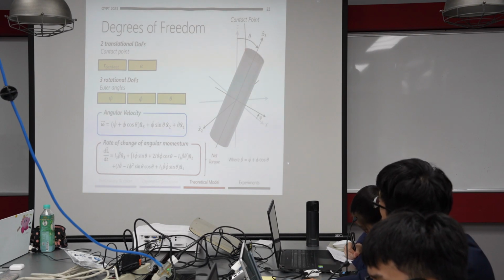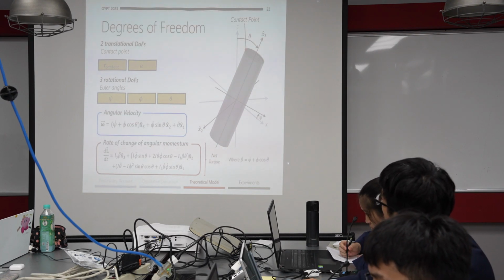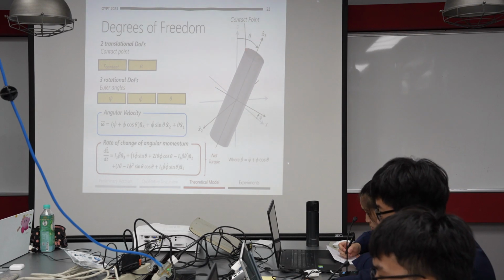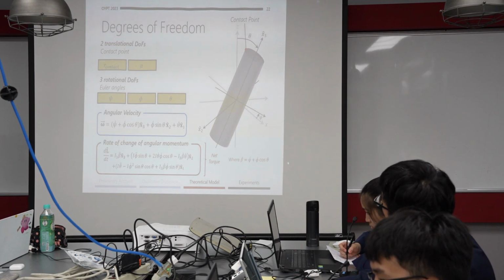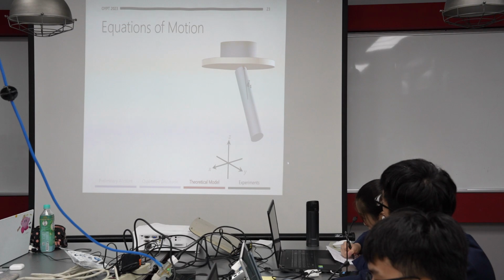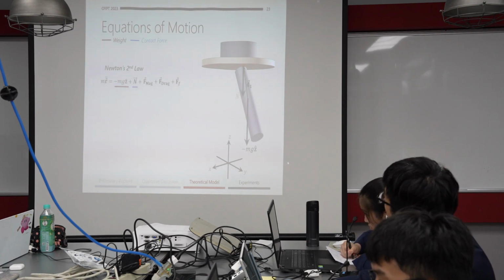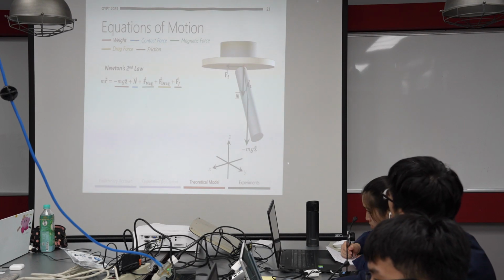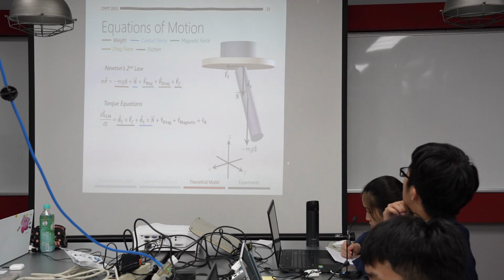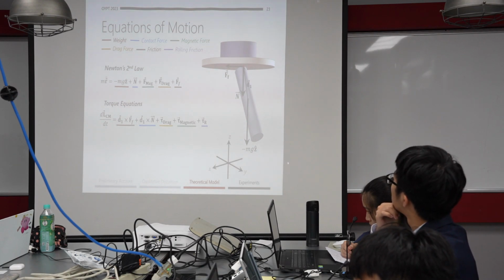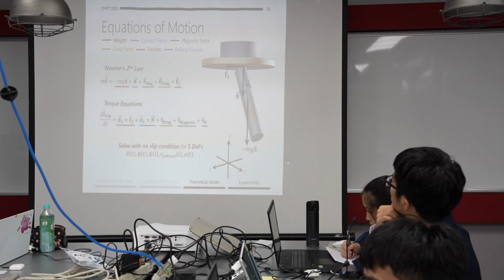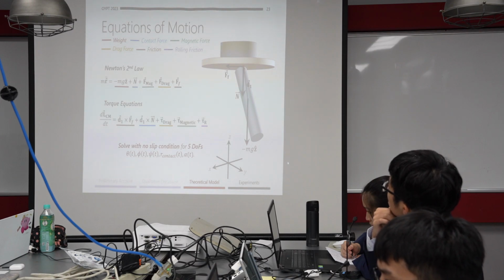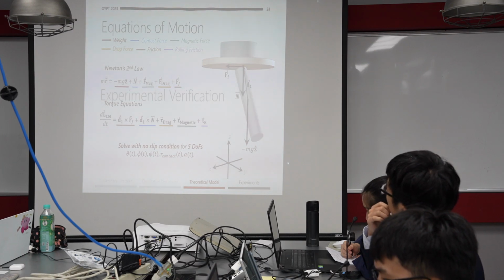Hence, we can then express the angular velocity and the rate of change of angular momentum, which equates to the net torque, in terms of the Euler angles. Writing down Newton's second law, note that the net force consists of weight, normal contact force, magnetic force, drag, and friction. Taking the torque about the center of mass, we are able to obtain the following equation describing the rate of change of the rod's angular momentum. We then solve these equations along with the no-slip condition for the 5 degrees of freedom of our system.